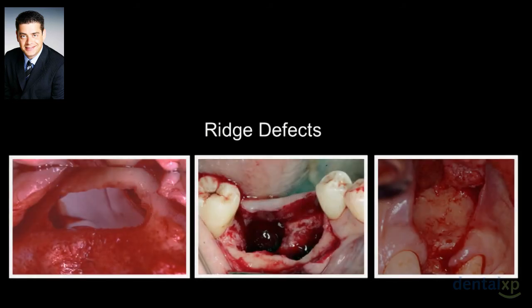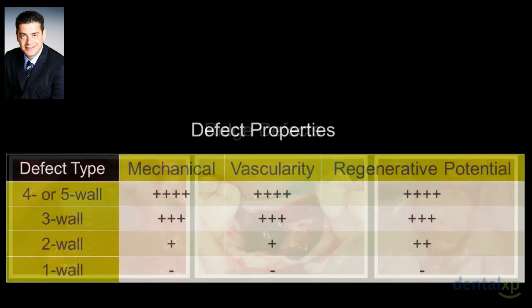So what are the applications of all of that I just talked about? It has to do with ridge defects. We know that ridge defects have different shapes. There are different clinical situations. Some have more walls than others. So your material selection should be based on that. What kind of shape does the defect have? What kind of healing potential does it have?